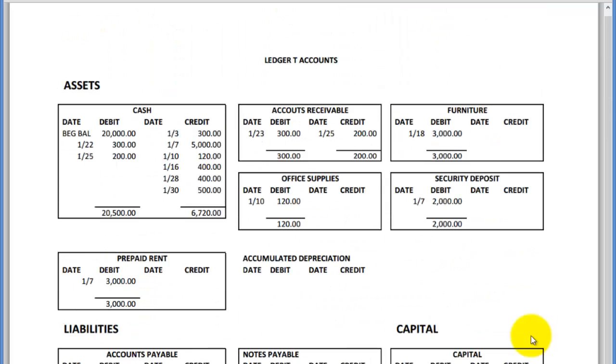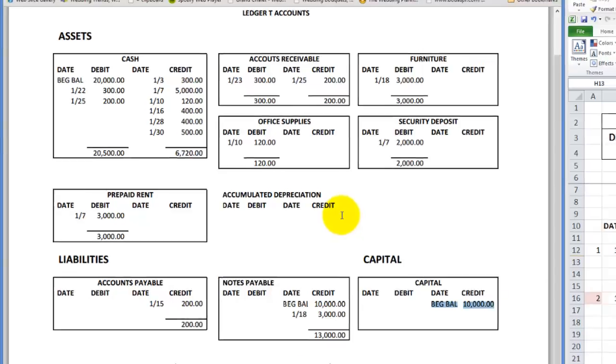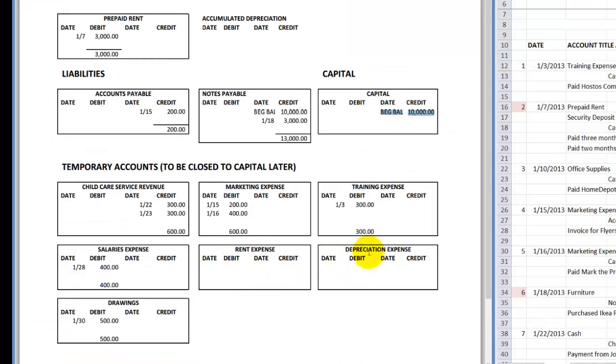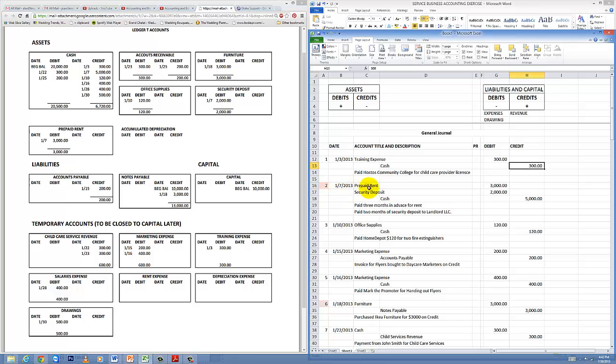Some of you may have noticed that we have three accounts that have no value: accumulated depreciation, rent expense, and depreciation expense. The reason these don't have any value is that further in the exercises, we're going to put some amounts here when we do the worksheet, because these are accounts that most likely are going to be affected by the adjustments that we have. One for the prepaid rent, and two for the furniture, as we're going to depreciate it.